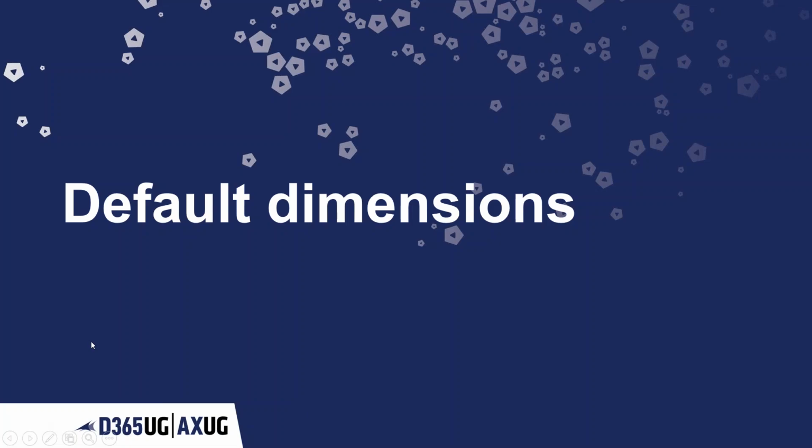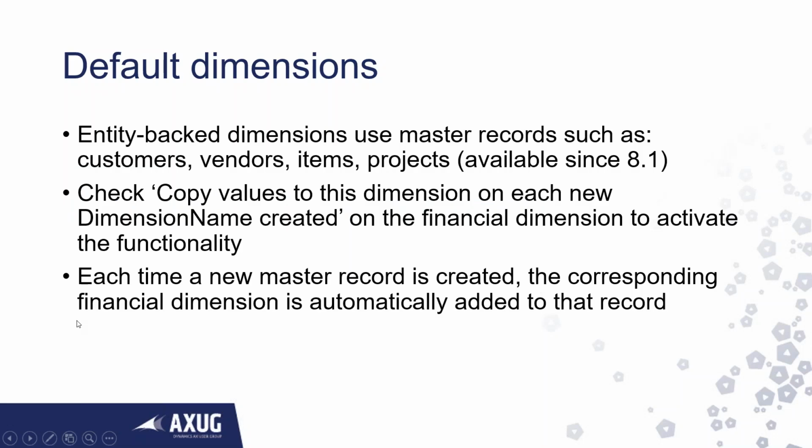So the other thing I want to talk about is default dimensions. Default dimensions are those entity-backed dimensions that use master records, such as customers, vendors, items, and projects. This also was included in the update to 8.1. So if you're on 8.1 or later, then you should be able to use this functionality.